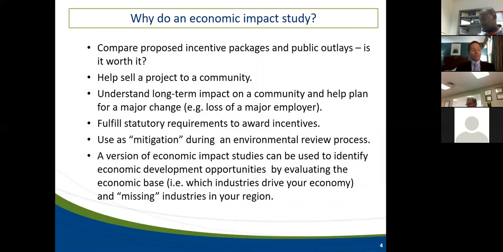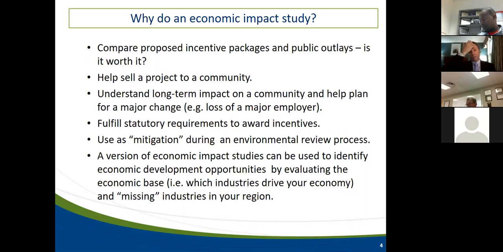Sometimes it's to help sell a project for a community. Someone might be concerned about the traffic, as an example, or whatever it is. Or there are some concerns about the project, and by doing the study, you can say, well, here are the benefits of the project. Here's what we get out of it. And so it helps inform that discussion.